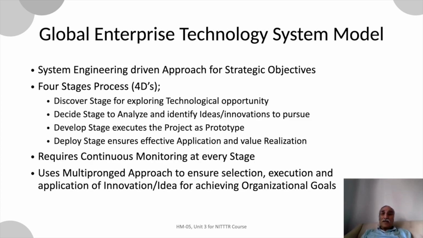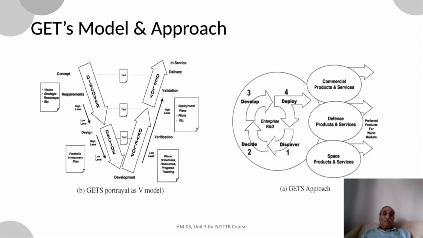Then there is the global enterprise system model. Technology discovers a technology opportunity, decides the stage to analyze and identify innovation, and basically tries to understand how much we can deploy at each stage in order to have effective evaluation and application to value realization, and uses a multi-pronged approach to ensure selection, execution, and application of innovation ideas for achieving organizational gains. Now you will realize here that this GATES model has four stages. Basically, discover.